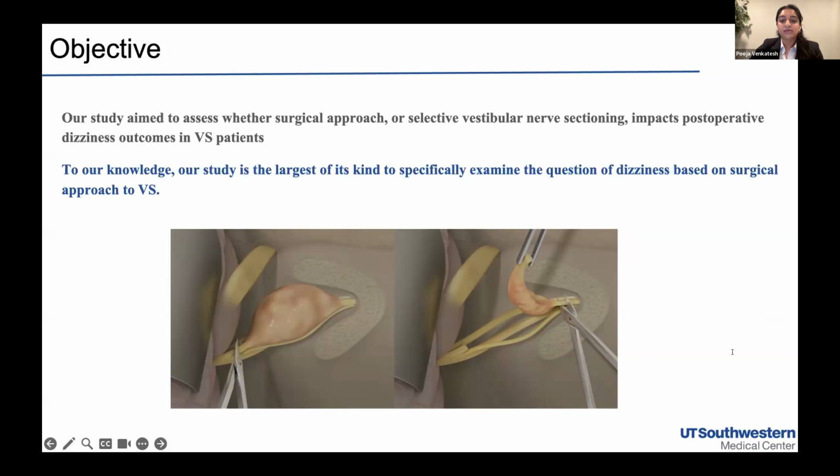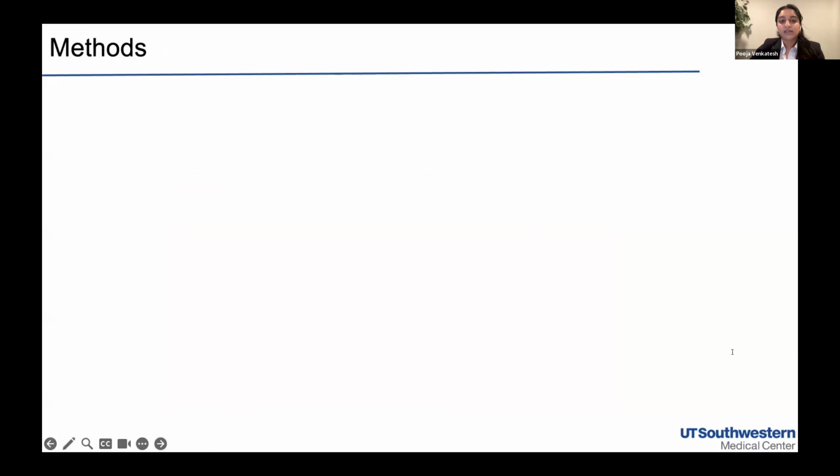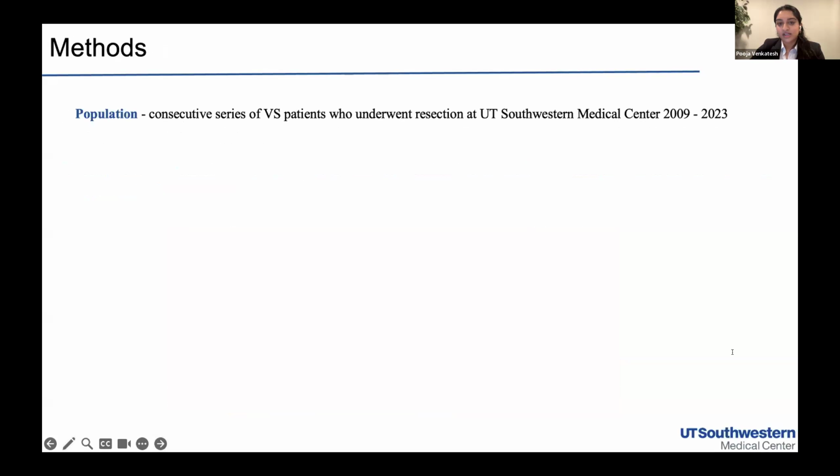To our knowledge, the study represents the largest and most comprehensive analysis to date, specifically addressing the impact of surgical technique on dizziness outcomes in these patients. So regarding methods, this was a retrospective study of 333 patients who underwent resection at my institution.